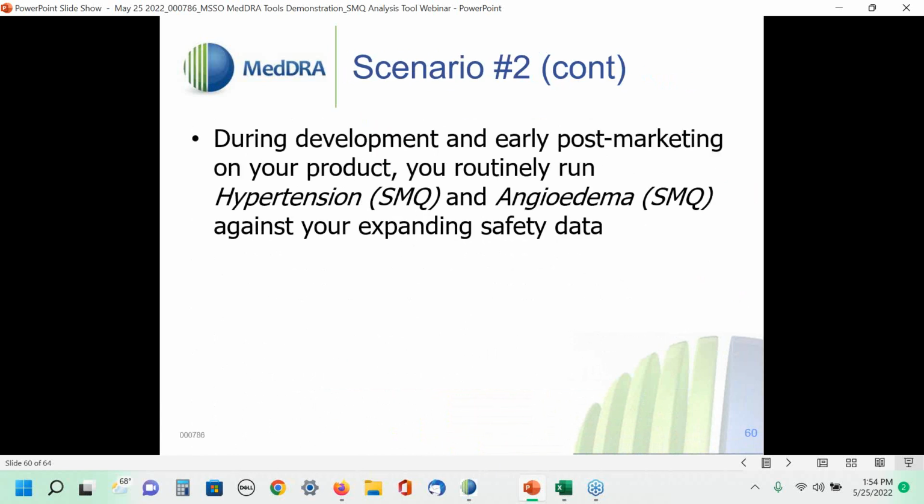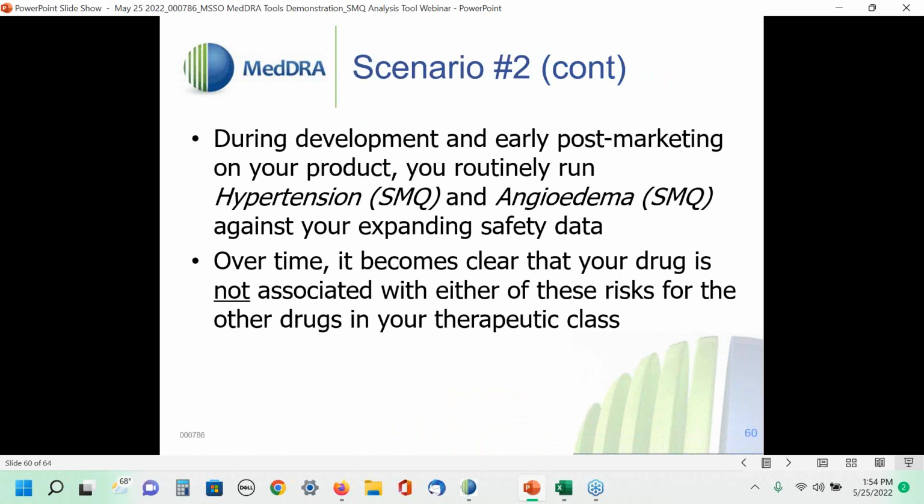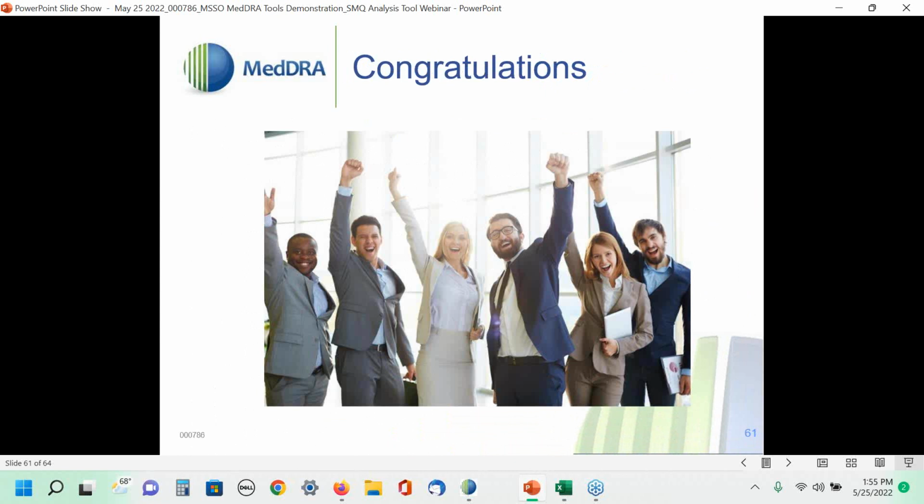So you run routinely, not only during development, but during post-marketing, the SMQs for hypertension and angioedema against your continuously expanding safety data. And over time, it becomes clear that your drug is not associated with either of these risks that are identified in other drugs in the class. And we're talking about way down the line where you've had, say, perhaps a few million exposures to then be able to say, we don't look like we have this problem. Your diligence results in being able to offer to patients a safer alternative for the treatment of their disease, which does not potentially expose them to the development of either of these associated risks for hypertension or angioedema.